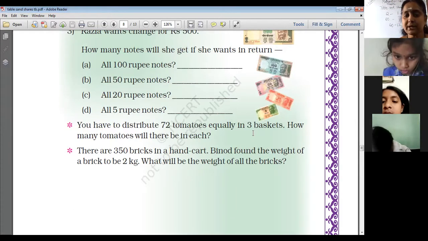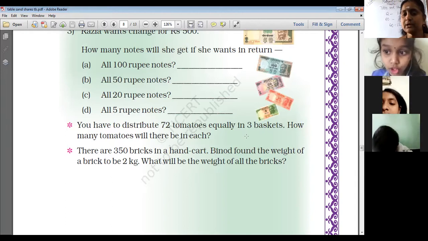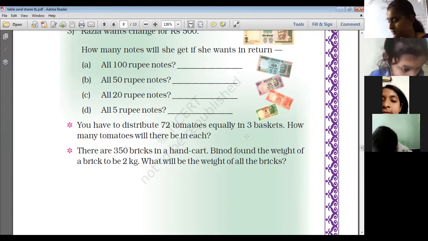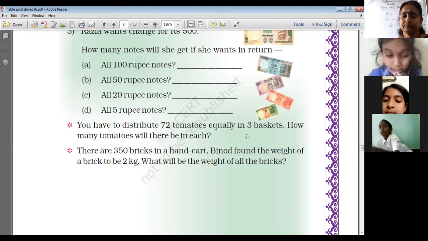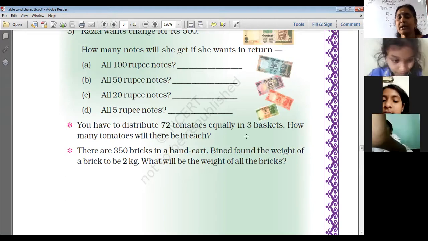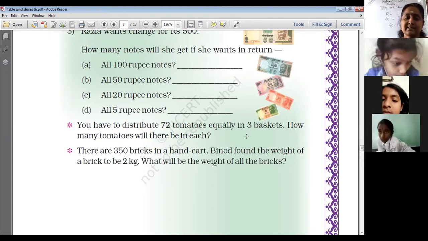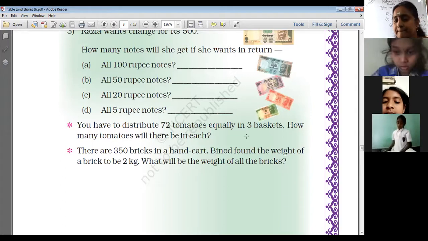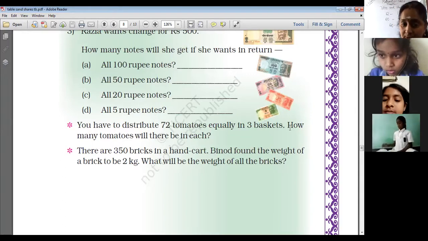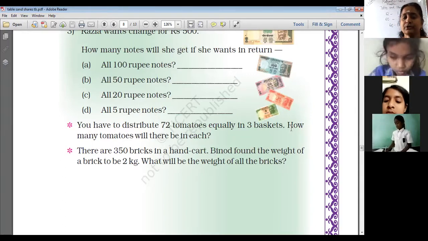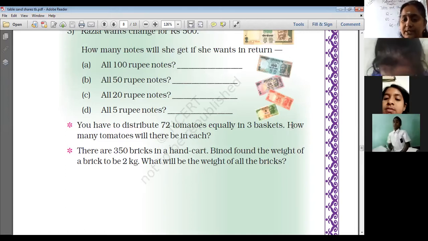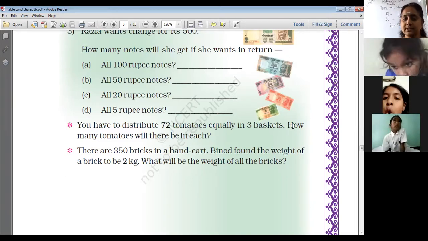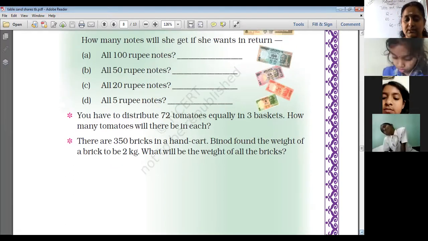Equally sharing is nothing but division. You know that clearly. 72 divided by 3. Shall I do it once? No. Divided by, I'm saying, not multiplication. 72 divided by 3. 24. So in each basket, how many tomatoes are there? 24 tomatoes are there. Okay. So the second one also is homework for you. Next.